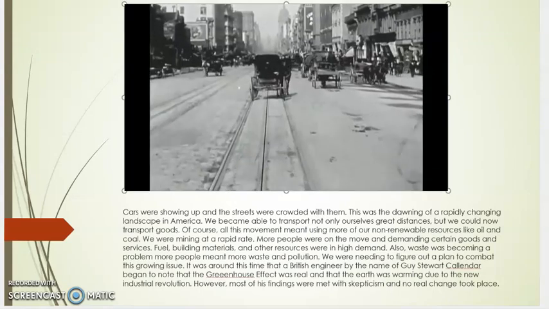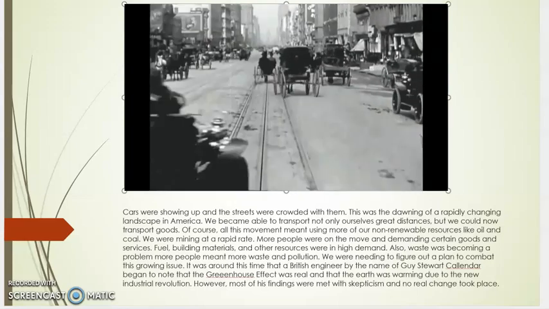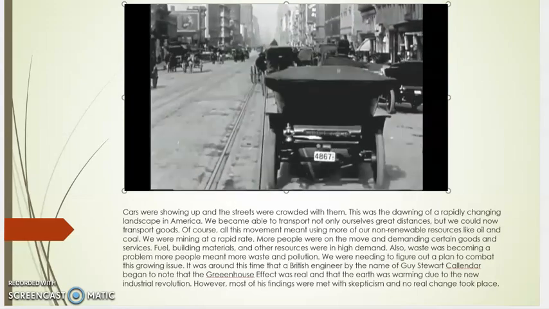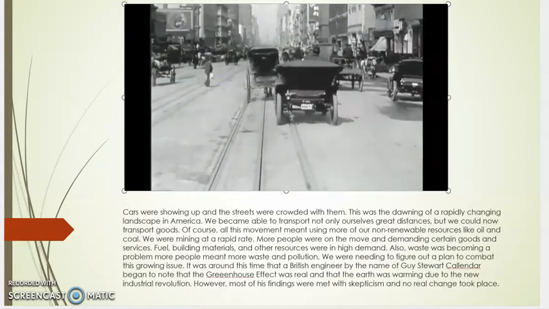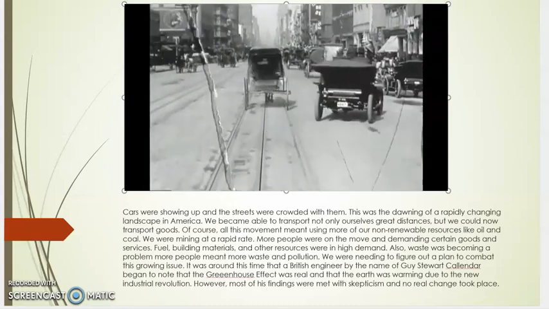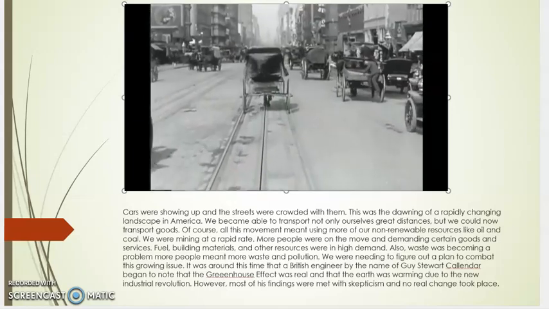Cars were showing up and the streets were crowded with them. This was the dawning of a rapidly changing landscape in America. We were now able to transport not only ourselves great distances, but we could now transport goods. Of course, all this movement meant using more of our non-renewable resources like oil and coal. We were mining at a rapid rate.